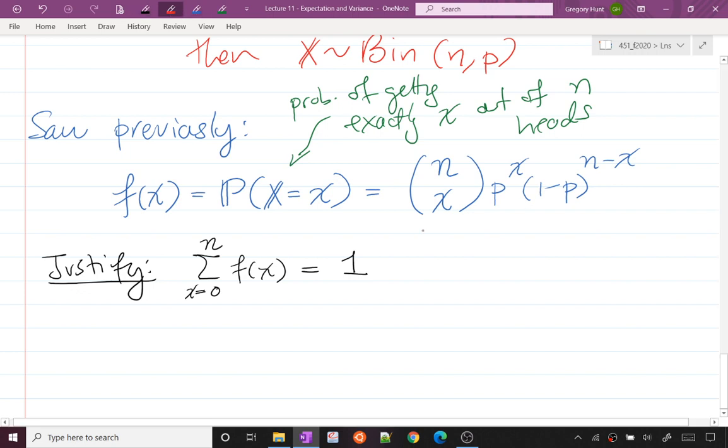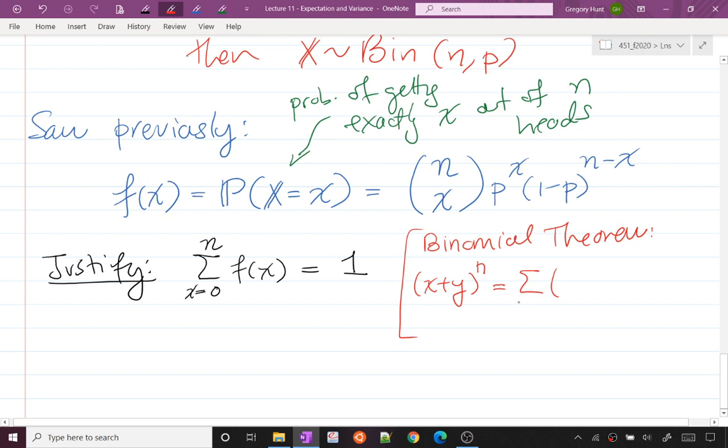I'll give you a hint, and it will also help explain the name. There's something called the Binomial Theorem. The Binomial Theorem says that if I look at x plus y to the n, I can expand this out in terms of binomial coefficients, as a sum in terms of binomial coefficients, as such. Something along those lines. That's the binomial theorem.